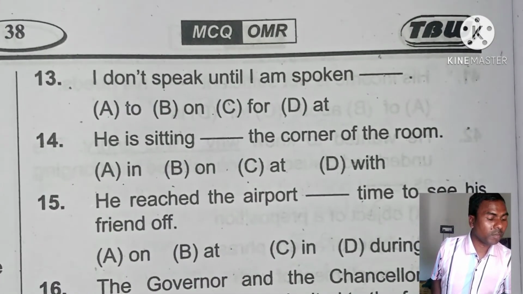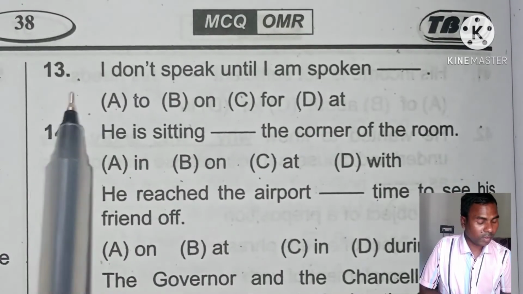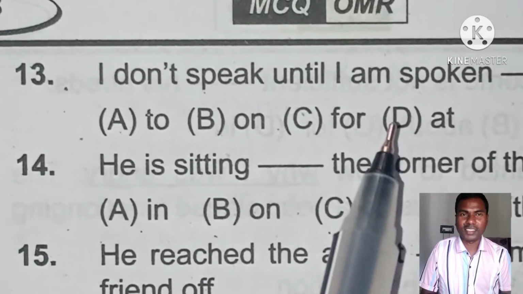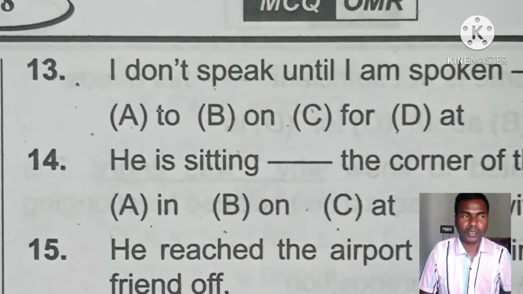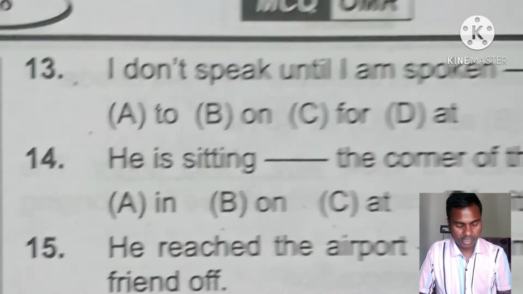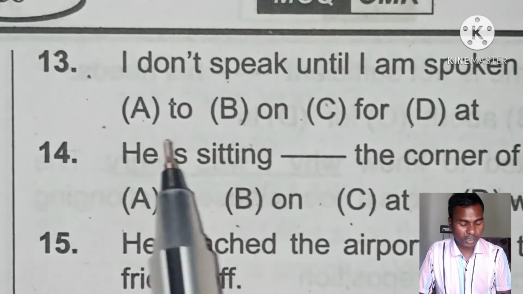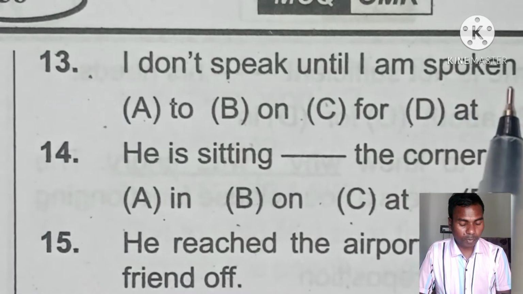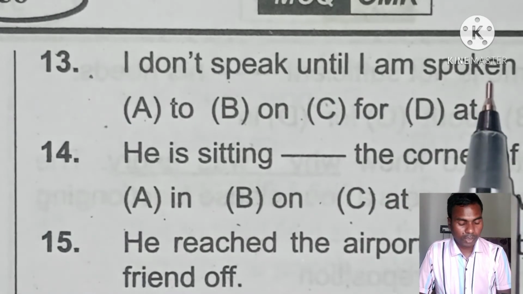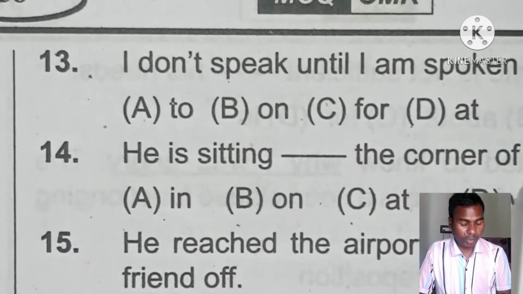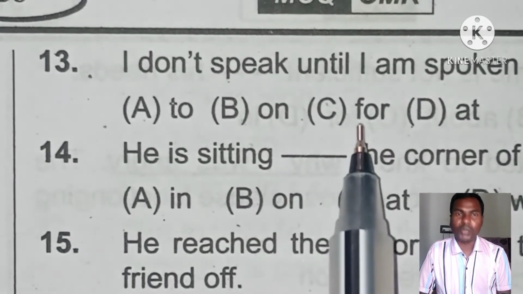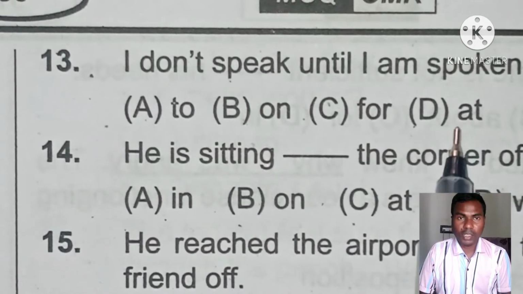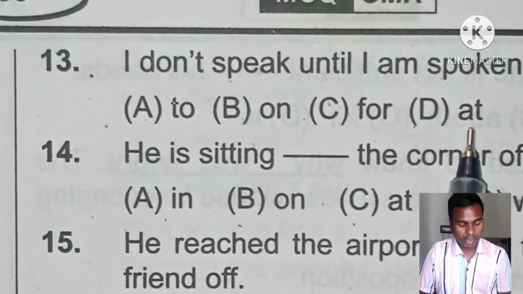This is your number 13. I don't speak until I am spoken dash. This question perhaps came in the summative one. I repeat the question: I don't speak until I am spoken. This one is present tense. So until I am spoken, what? Spoken for? No, you cannot write this because you cannot write speak for. At you cannot write. Sometimes you use at in negative form.